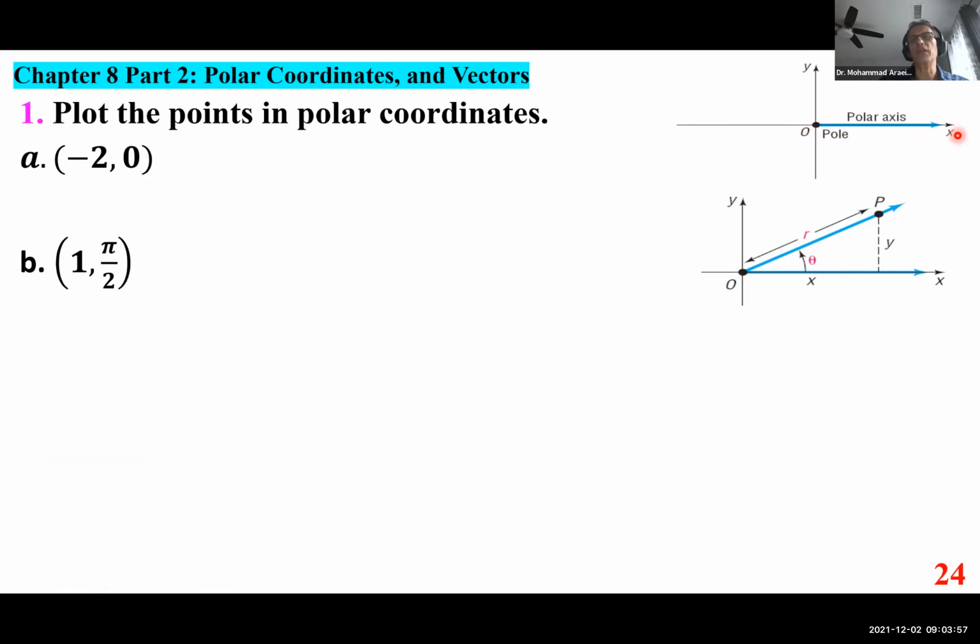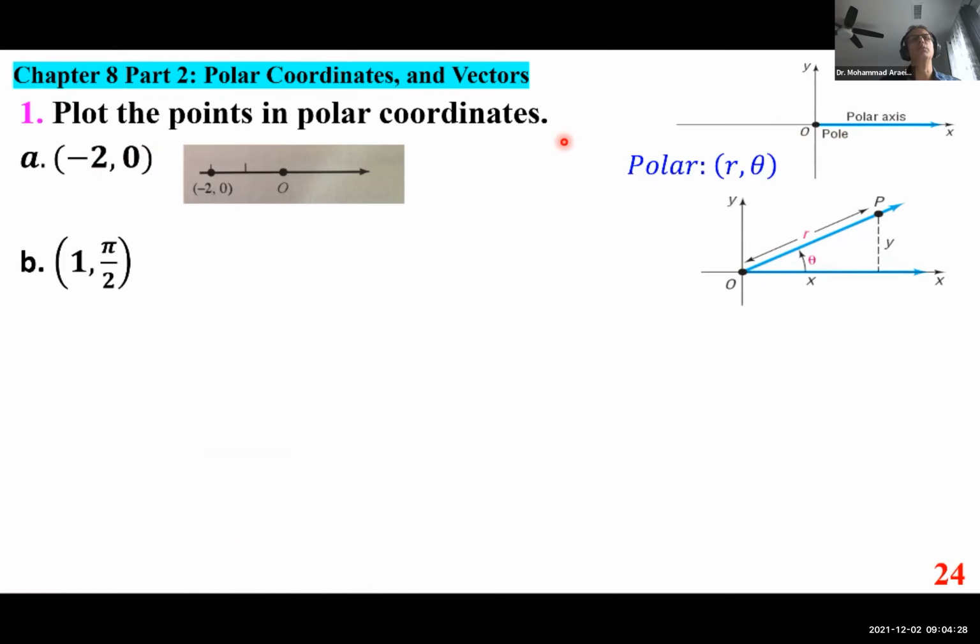And it starts with r and then theta, as far as the writing goes. So the first number is r, which represents the distance, and theta, which represents the angle. Now, in order to plot this properly, you start with the second part, which is theta. So you need to know the angle. In this case, the angle will be 0, and we go -2 to the right. That means 2 to the left. And that would be the plot of that.